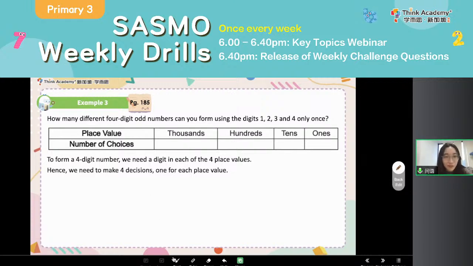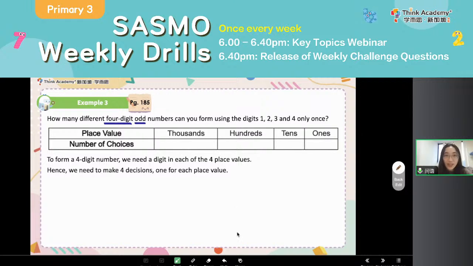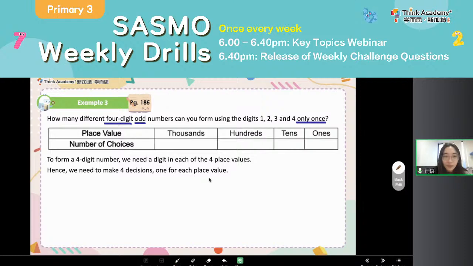How many different 4-digit odd numbers can you form using the digits 1, 2, 3, and 4 only once? Okay, no repetition, only once. So to form a 4-digit number, we need a digit in each of the 4 place values, as you can see in the table: thousands, hundreds, tens, and ones. Hence, we need to make 4 decisions. Okay, pay attention, 4 decisions.